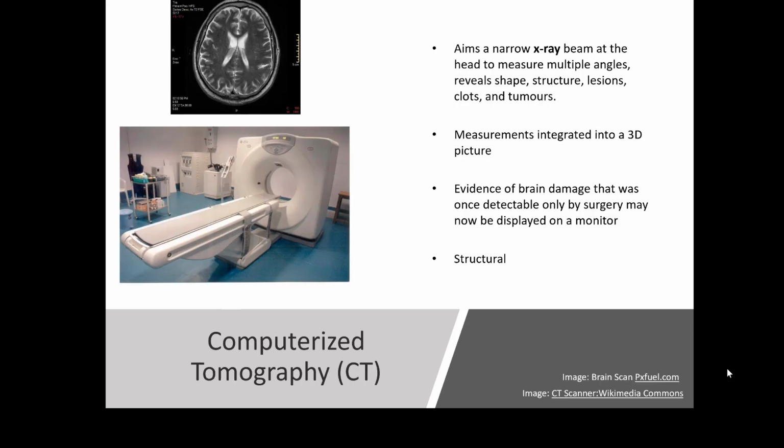The next measure we'll look at is the CT, or computerized tomography. It's a machine that aims a narrow X-ray beam at the head to measure multiple angles. It reveals shapes, structures, lesions, clots, and tumors. So this is a structural measure in that it is looking at the structure of the brain at that point in time. It provides evidence of brain damage that was once detectable only by surgery and may now be displayed on a monitor.